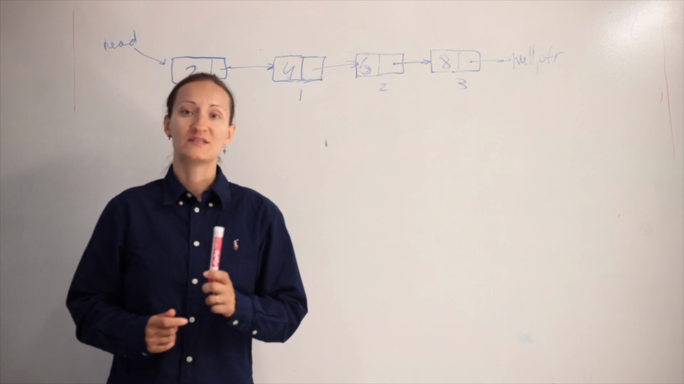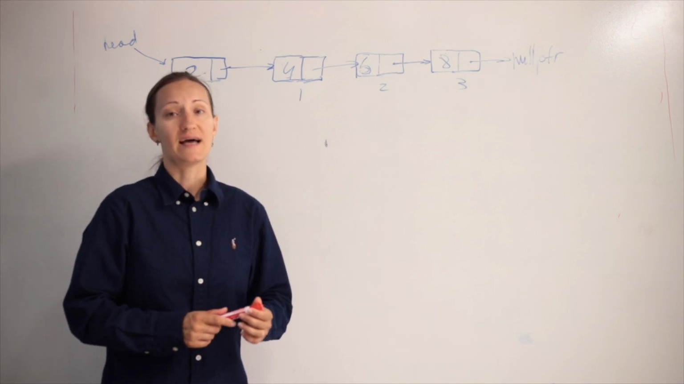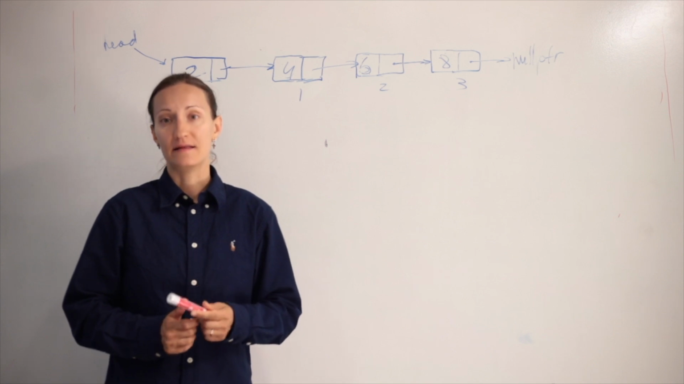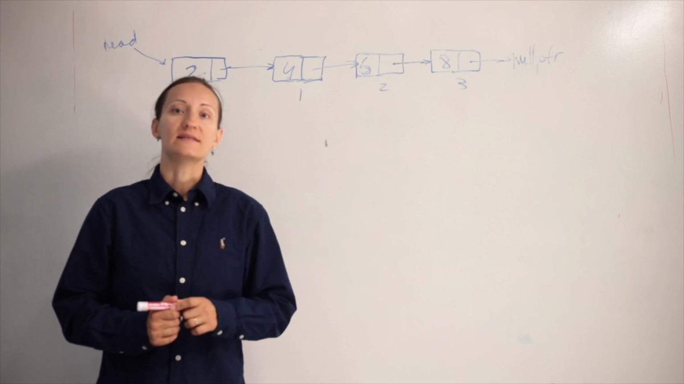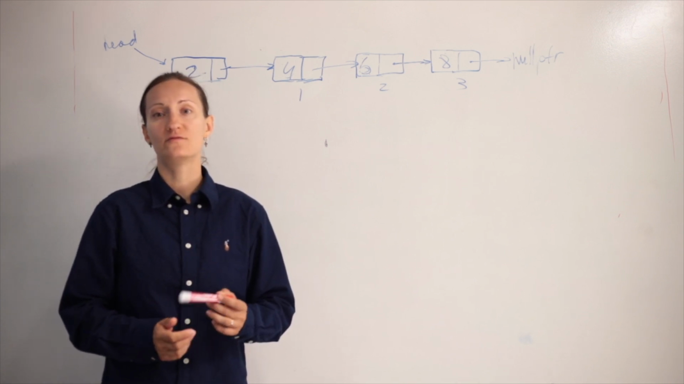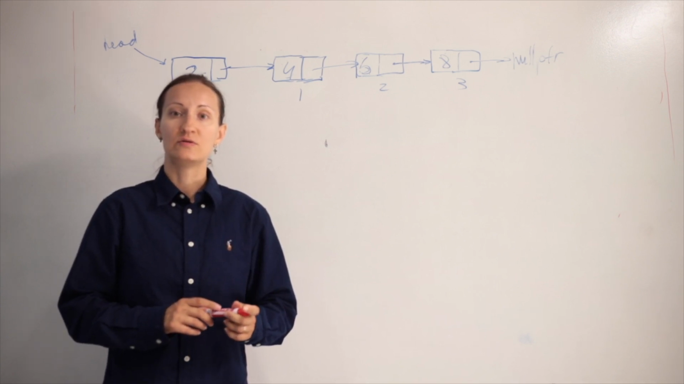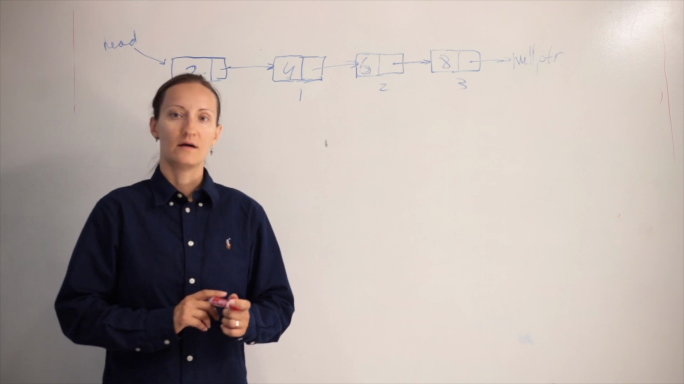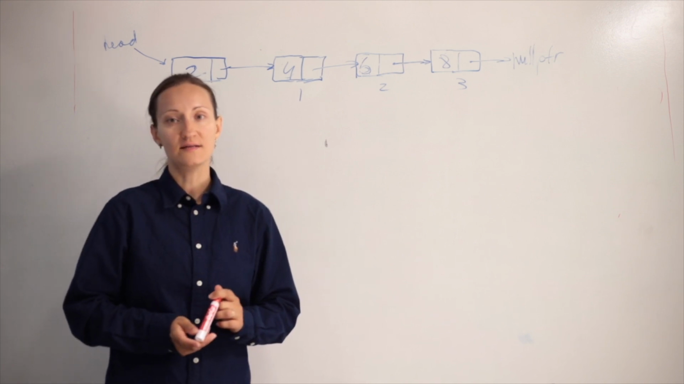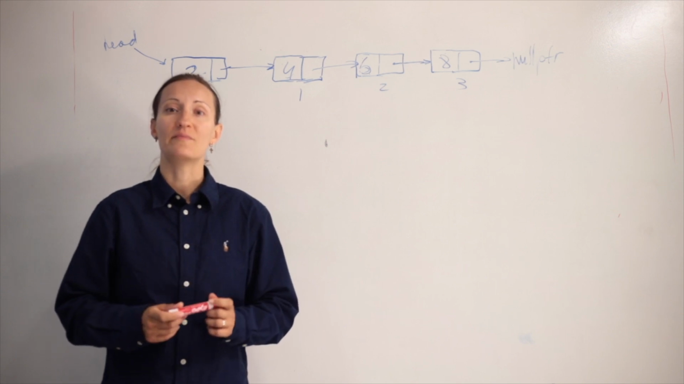One more function that we are going to look at is how to delete a node from the list. We will do that using two methods: how to delete a node from the front, and how to delete a node at a certain position.